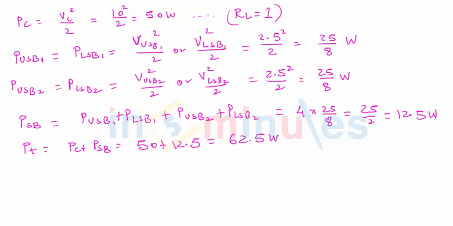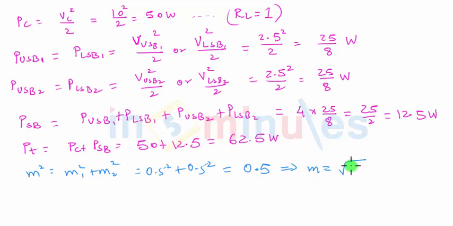We can find total power and sideband power using another approach also. I can find out the total modulation index, which is M1 square plus M2 square. Both M1 and M2 are equal to 0.5, so that's 0.5 square plus 0.5 square, and this will be equal to 0.5 again. So M square comes out to be 0.5. If at all I want the value of M, it will be nothing but square root of 0.5.